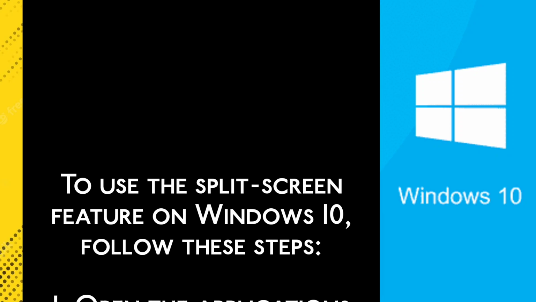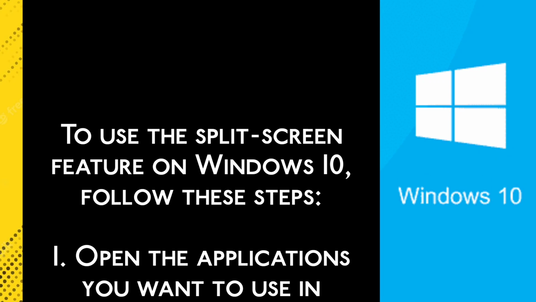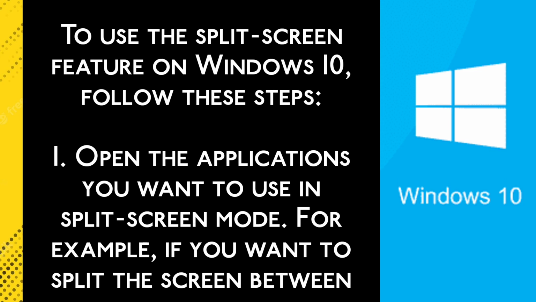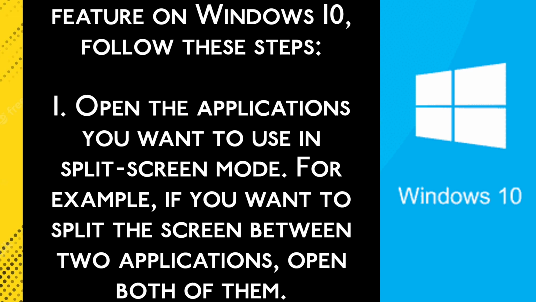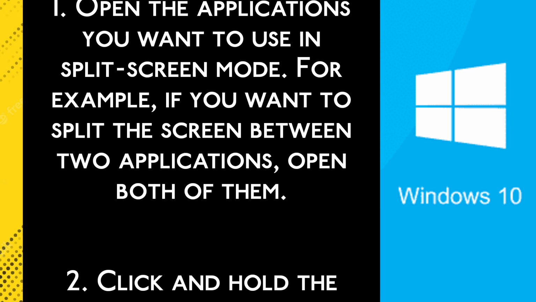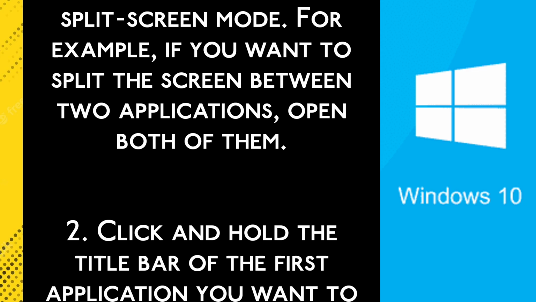To use the split screen feature on Windows 10, follow these steps. Step number 1. Open the application you want to use in split screen mode. For example, if you want to split the screen between two applications, open both of them.